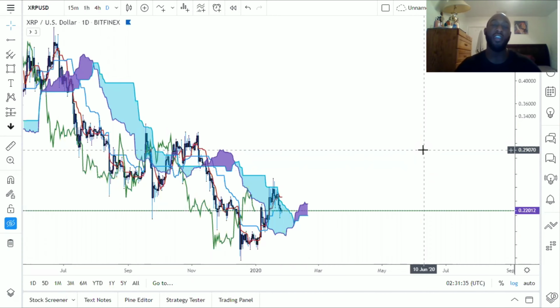And today is an educational session on how to trade crypto using Ichimoku and how to identify support and resistance with Ichimoku and without Ichimoku.